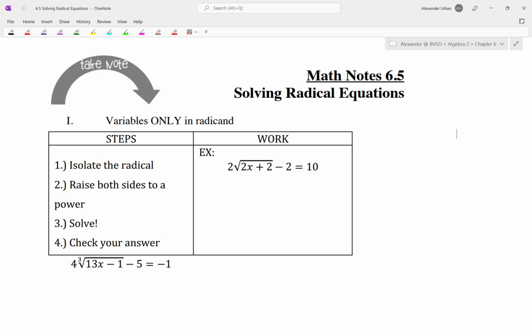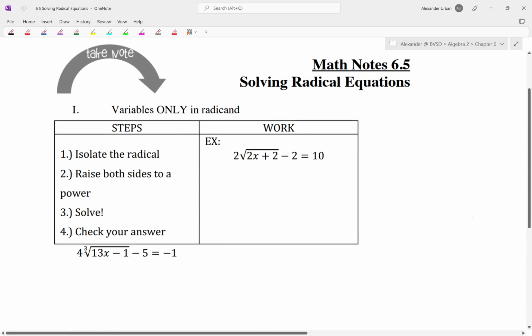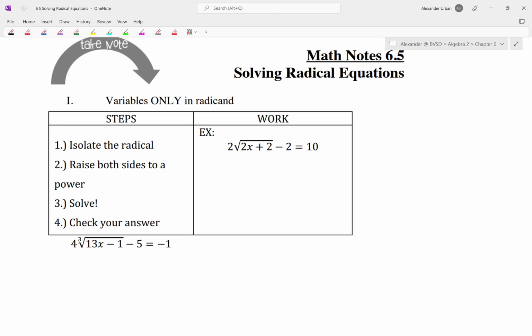So this is really important to be able to see and to be able to do the different types of operations. So let's start off with the easier version, just variables inside of the radicand. You can see right here we got a variable inside, that's 2x on the inside of our radical. So we're going to first isolate the radical.